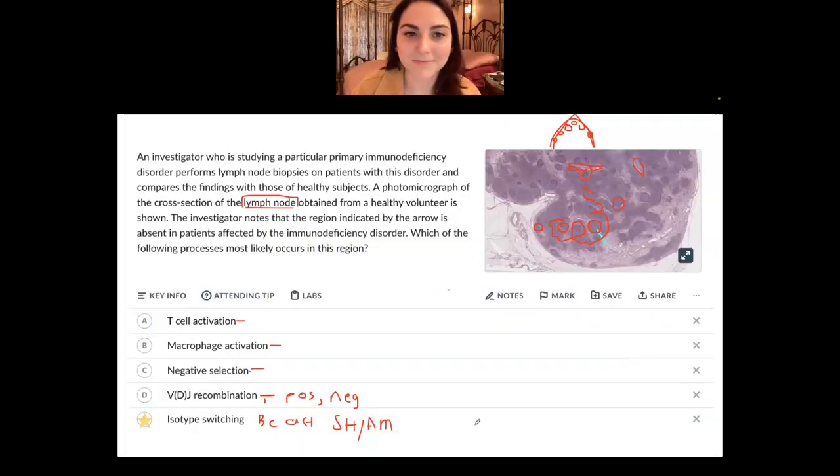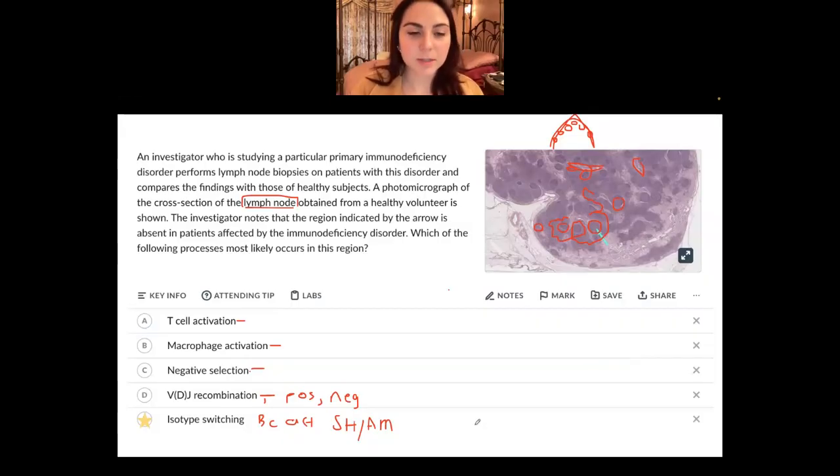No problem. Okay, so just a reminder: lymph node, follicle, cortex, follicles, that's your B cell zone. That's where your B cells are getting activated. And T cells in the lymph node, that's your paracortex, which is what they're not pointing at here. Positive and negative selection for T cells happens in the thymus: positive selection in the cortex, negative selection in the medulla.